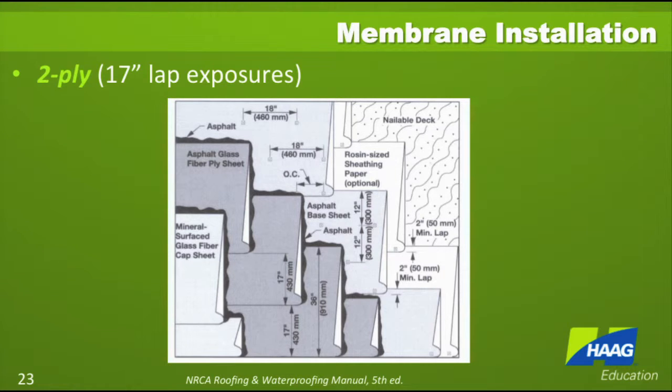The graphic on this slide shows us a typical 2-ply exposure. The lighter gray material in the upper right portion is our base sheet. The darker gray is our glass fiber ply sheets that are being installed. And it's showing that 17-inch exposure, and each ply you're trying to get 100% hot mopping coverage of the bitumen.